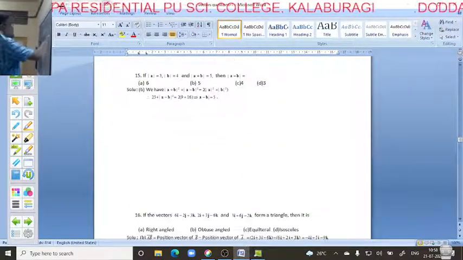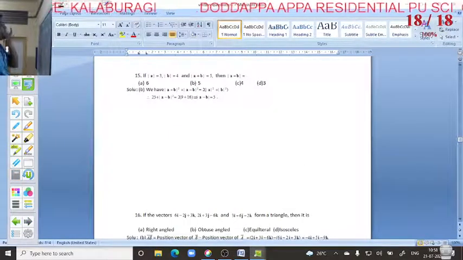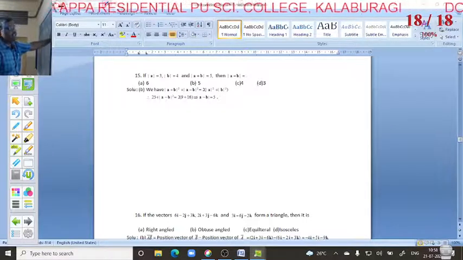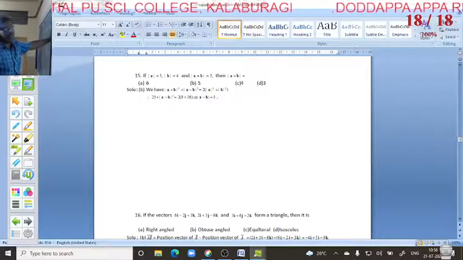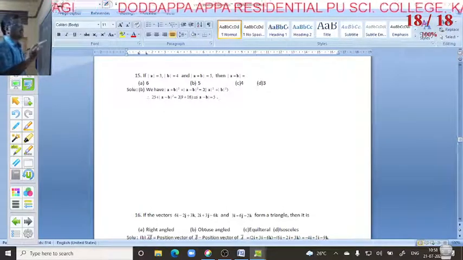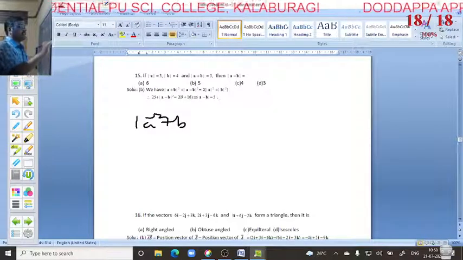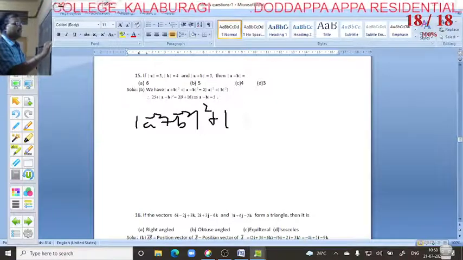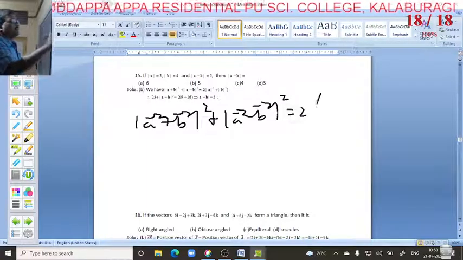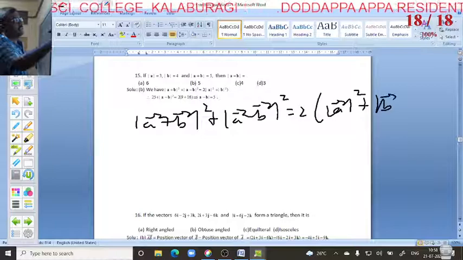Next, 15th, very important. The magnitude of vector A is given, the magnitude of vector B is given, and the magnitude of vector A plus B is equal to 5. Then you have to find the magnitude of vector A minus vector B. First of all, we know that (A plus B) whole square plus (A minus B) whole square is equal to 2 times (magnitude of A square plus magnitude of B square).